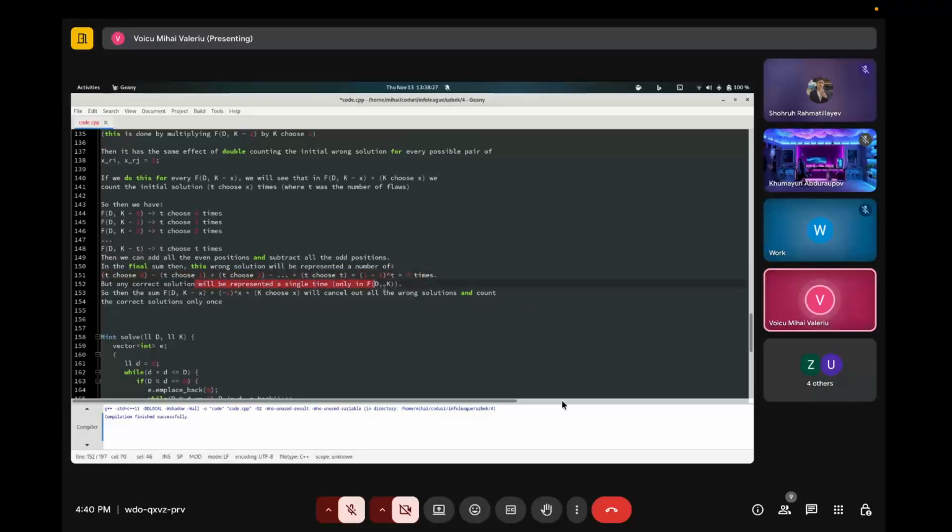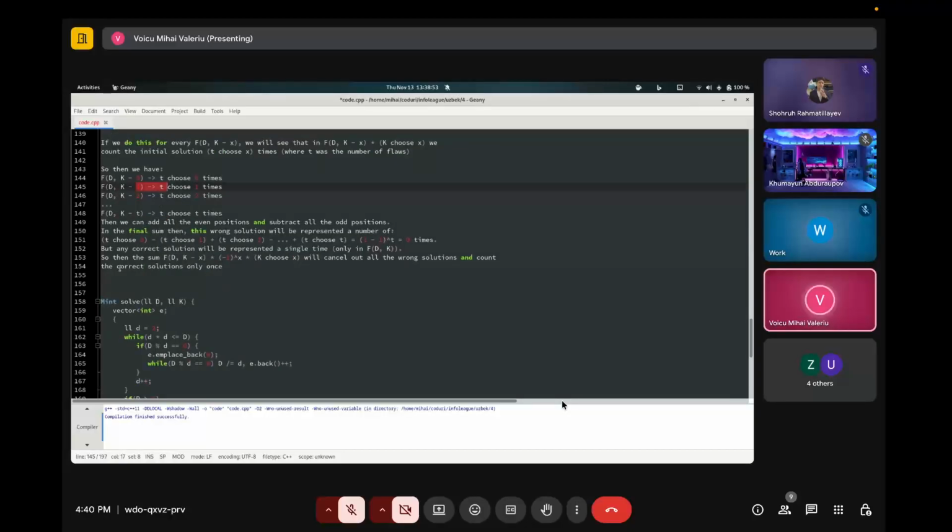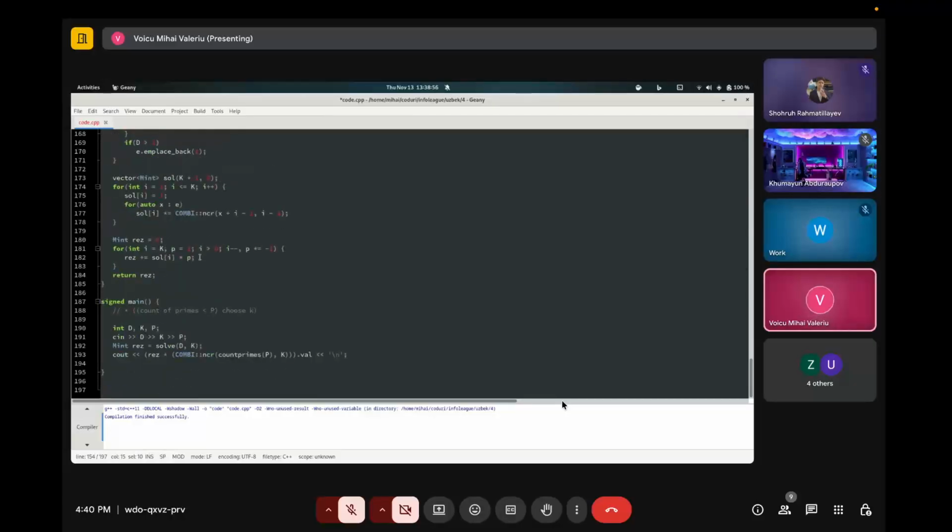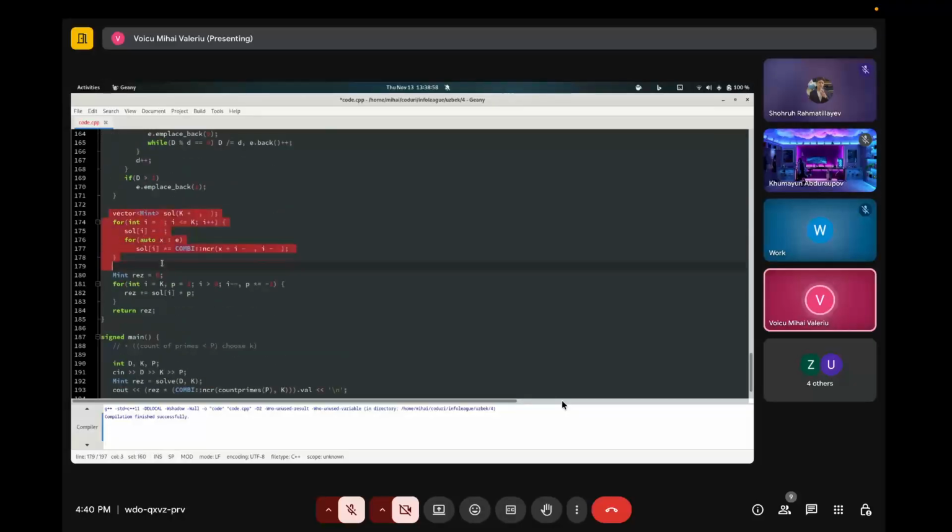But all the correct solutions are represented at least one time in the original f of d of k. And they will never be represented as an extension of a smaller solution after which we insert the 1, obviously because the solution is correct. So by the end, after adding all of these elements on the even indices and subtracting all of those on the odd indices, we will have the number of all the correct solutions. So this is essentially what we do here.